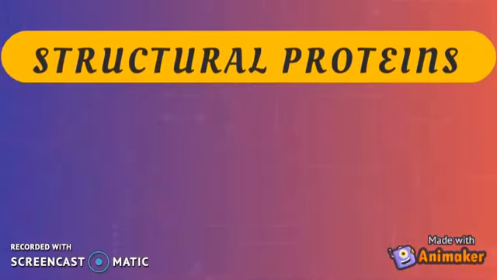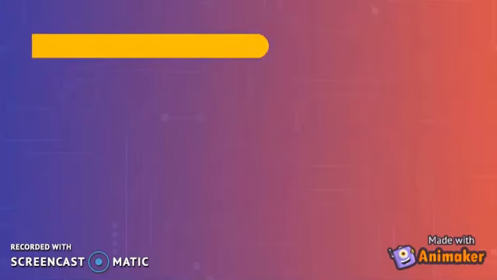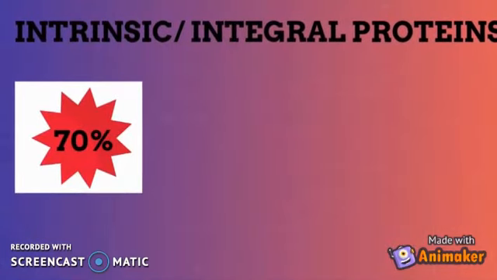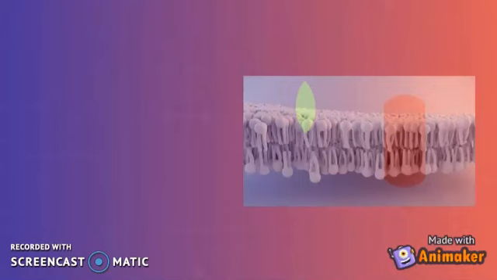The structural proteins are the backbone of the plasma membrane. They are non-catalytic in nature. These structural proteins are of two types: intrinsic and extrinsic proteins. Intrinsic or integral protein constitute about 70% of the plasma membrane. They penetrate the membrane partially or completely. Most of them span the bilayer completely and a part of them is exposed on both sides of the membrane.